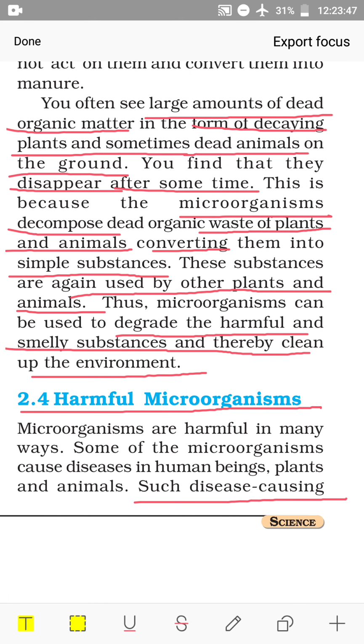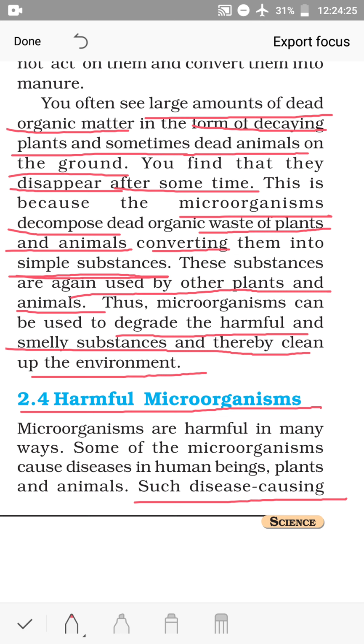You often see a large amount of dead organic matter in the form of decaying plants and sometimes dead animals on the ground. You find that they disappear after some time. Every day leaves fall from the plants onto the ground, and if they are not cleaned, they remain there, and after some days you see they disappear. So where do they go? Actually, microorganisms decompose dead or organic waste of plants and animals, converting them into simple substances.